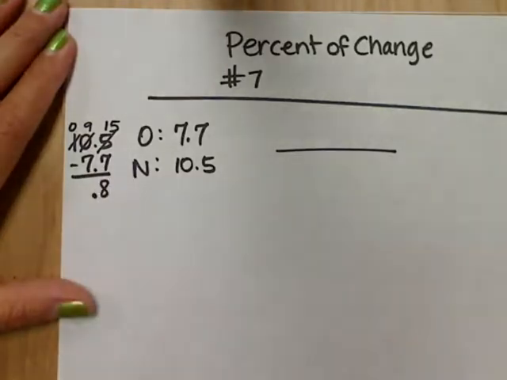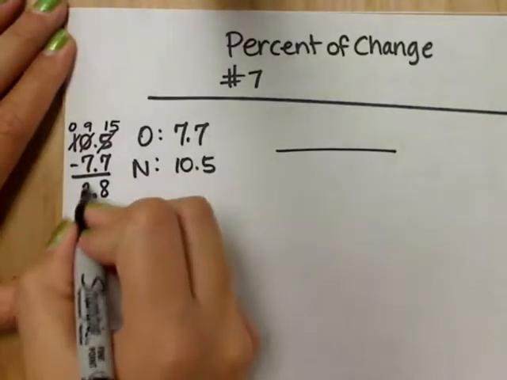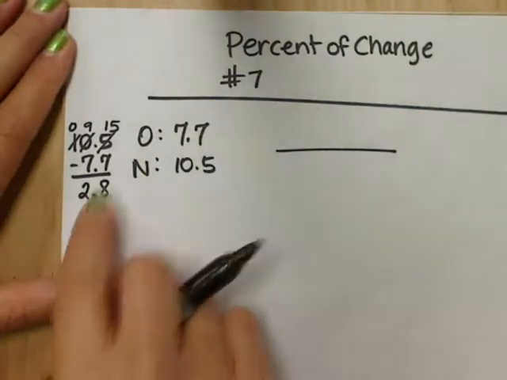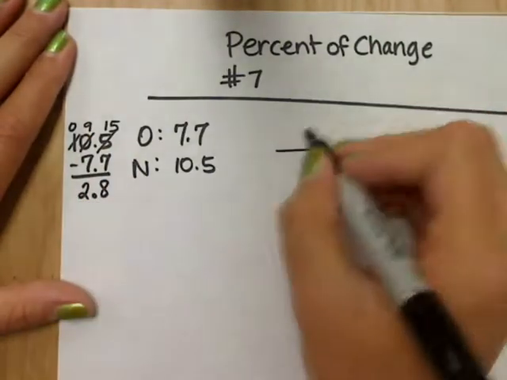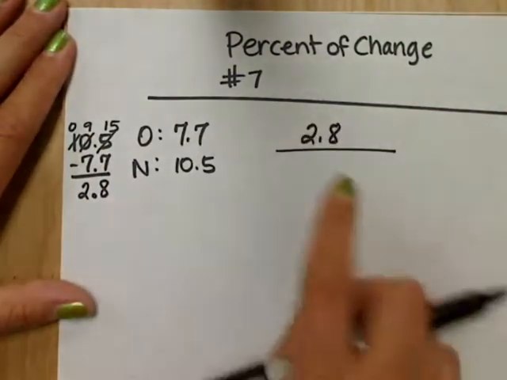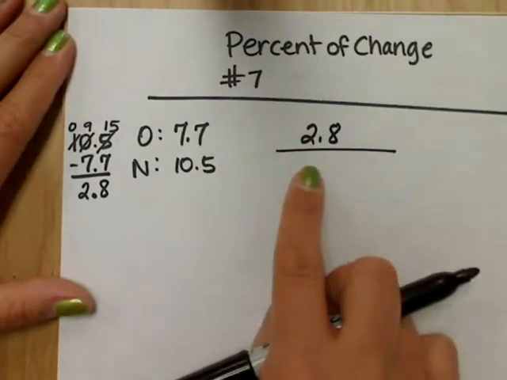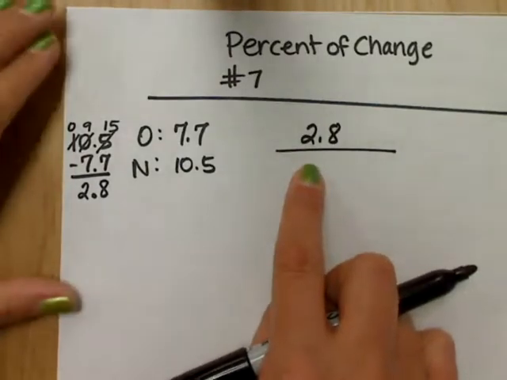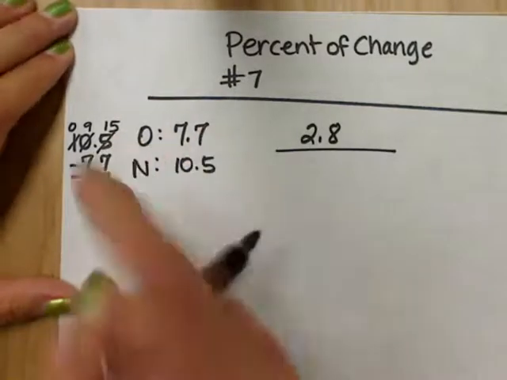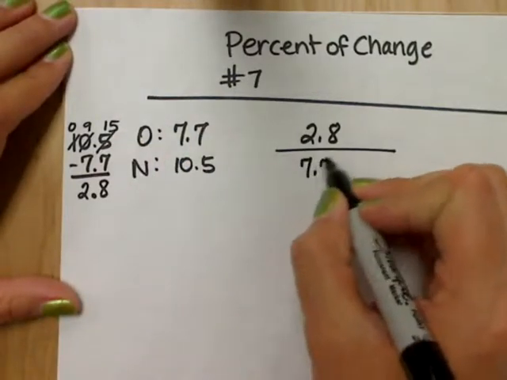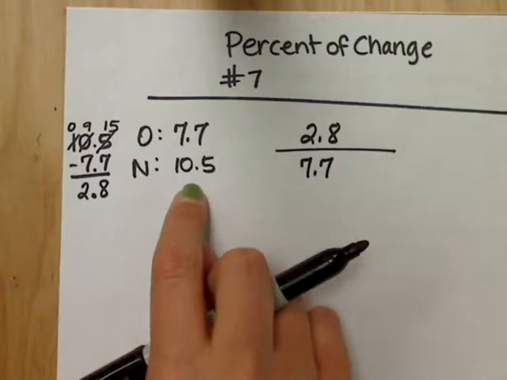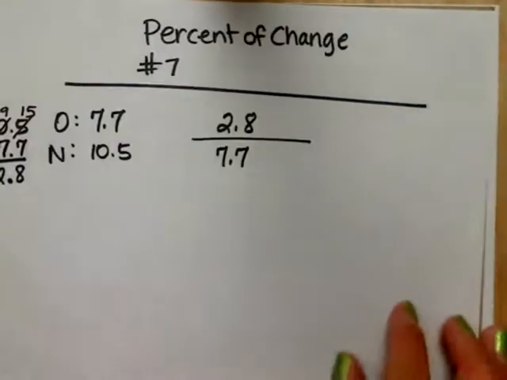9 minus 7? 2. Good. 2.8 is the difference. That belongs on the top. 2.8. What belongs on the bottom? Original. Thank you. Good. Original. Make sure you double check that because you're going to do a whole lot of work and then end up with that wrong number as your denominator. So don't do it.